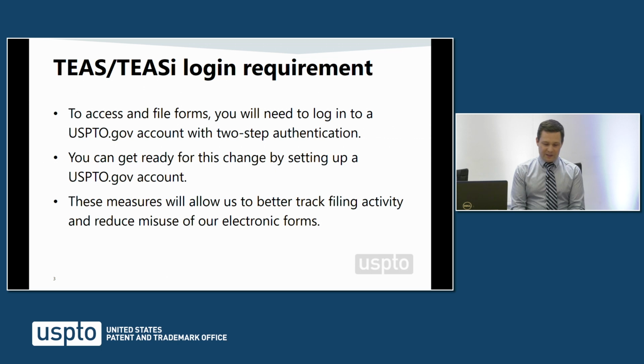So what is two-step authentication? That's when you sign in with your username and a password, and then you have to provide an additional piece of data to complete the process. In this case, the USPTO is going to issue you a 6-digit code, and you'll have a variety of means that you can use to receive this code, and we'll go through those further.